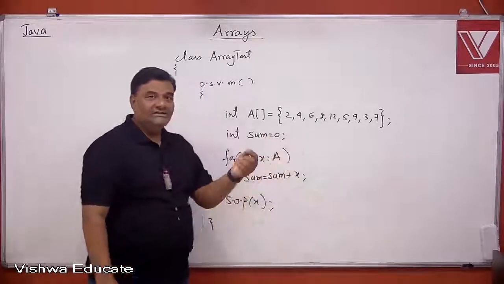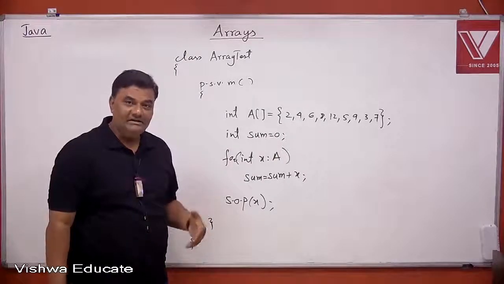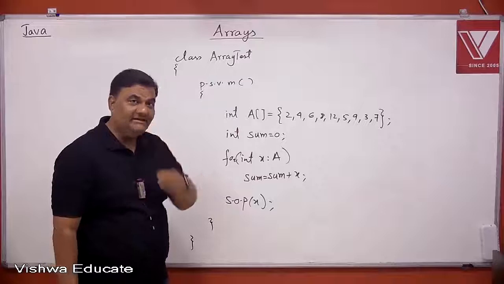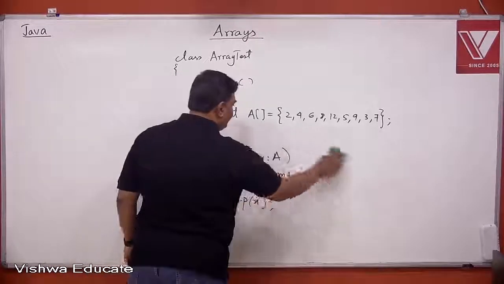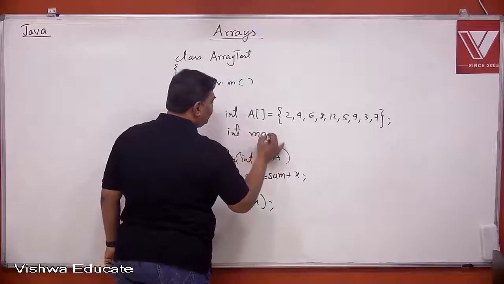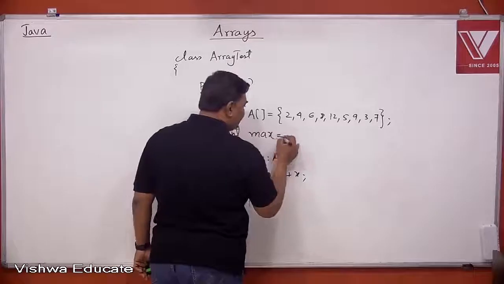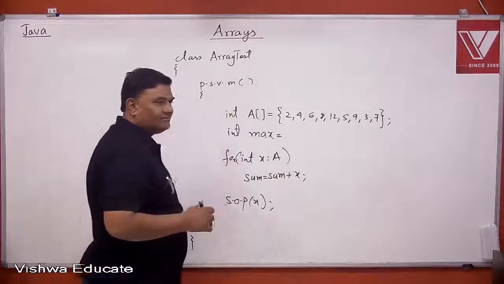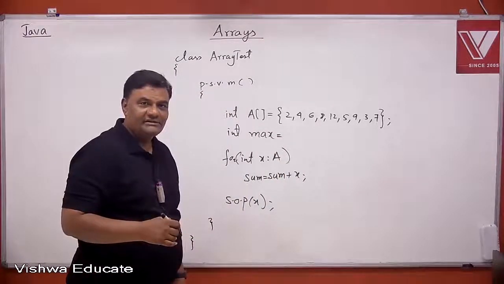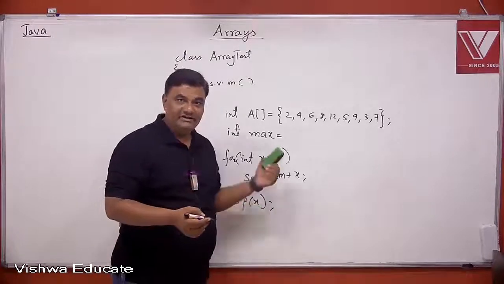Now, I'll make a small change to find the largest element in an array. For that, I want to find max, so I will declare one variable max. Now, which value should I assign to it? I am finding the maximum, so initially there should be something in that variable.